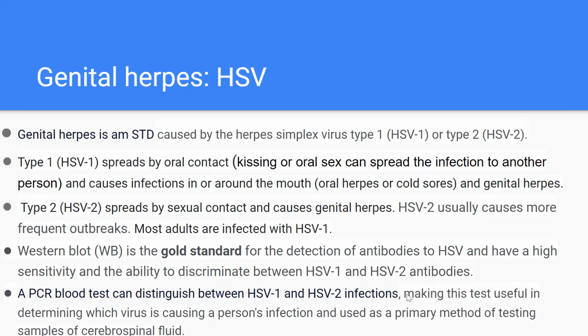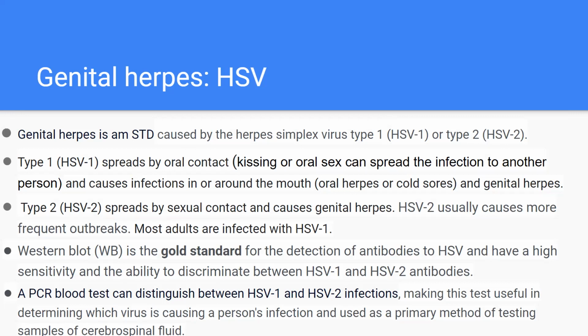Another common disease that you will see under female disorders is HSV, genital herpes. It is an STD caused by the herpes simplex virus. So you have to know there is type 1 and type 2, which is HSV1 and HSV2. Don't get confused with this. So there is a detailed explanation on the description of both and how you detect these antibodies.